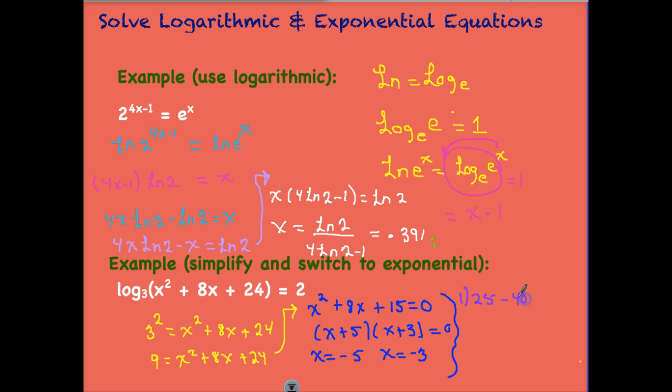minus 40, 8 times negative 5, plus 24. If I put that in my calculator, I get 9. Let's try the negative 3. Negative 3 squared is 9 minus 24 plus 24. That also equals 9. So again, let's analyze what we have.